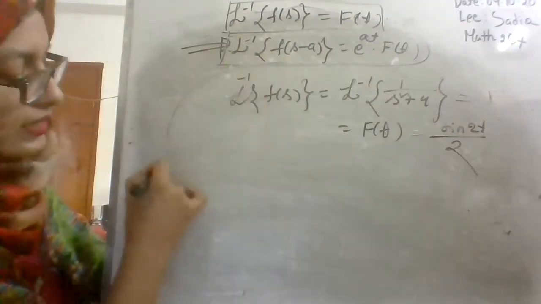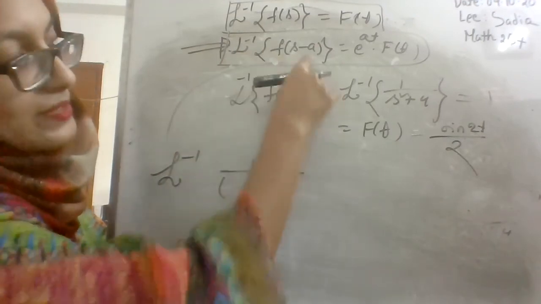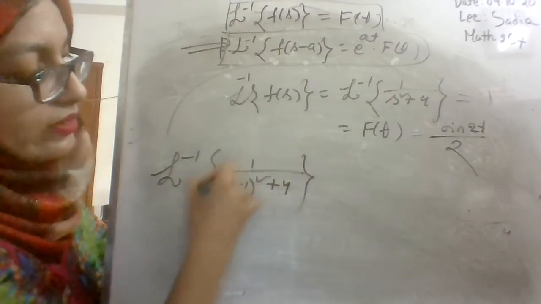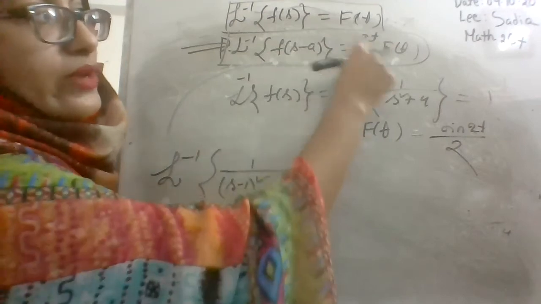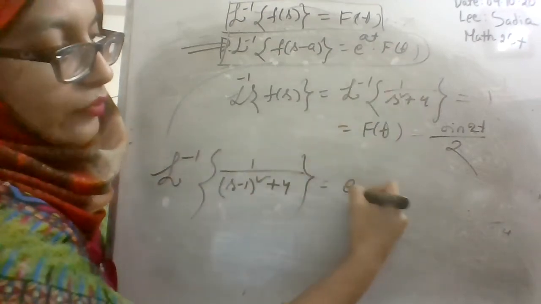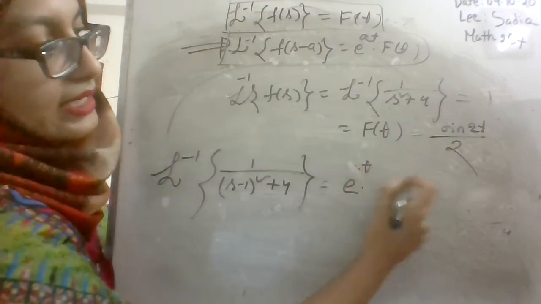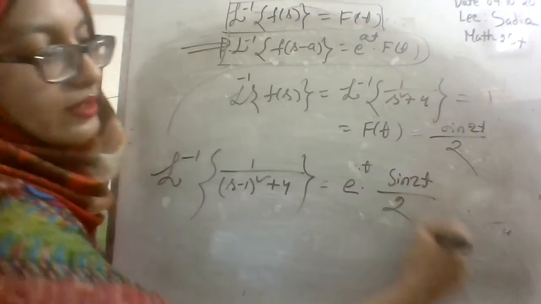So what will this be? The inverse Laplace transformation of F(s minus a), that is (s minus 1) whole squared plus 4, is equal to e to the power a t f(t). Here a is 1, so it is e to the power t, and f(t) is equal to sine 2t by 2. Is it clear?